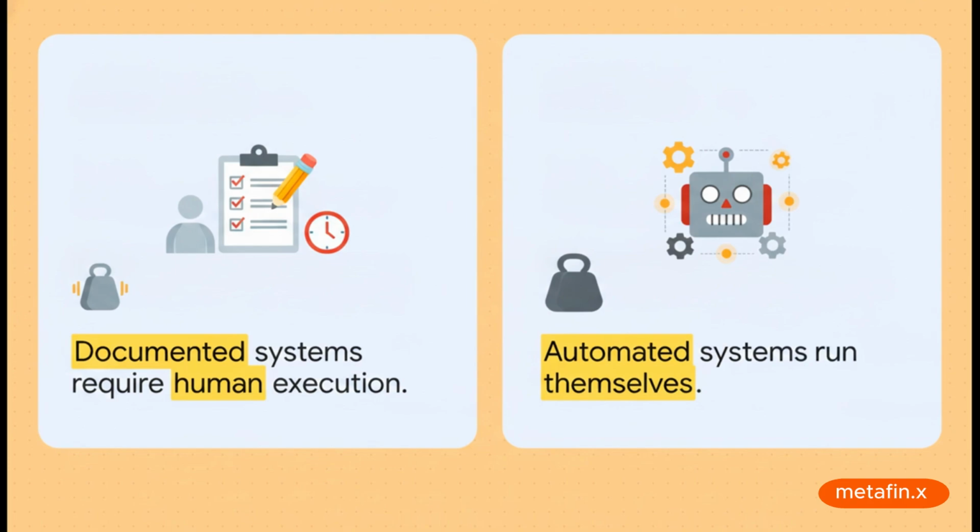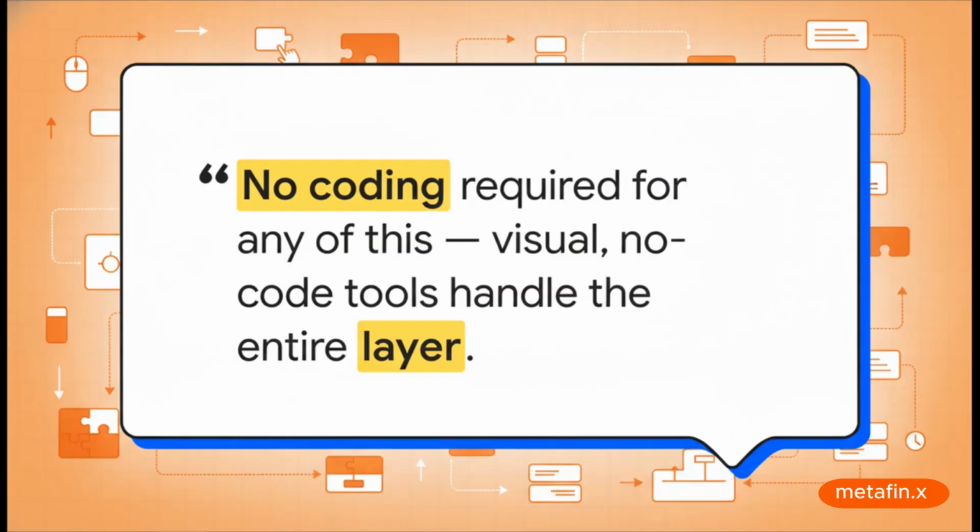Automated systems, on the other hand, are self-running. The system executes the steps all on its own. It acts entirely autonomously. Shifting from a merely documented state to a truly automated state, that is where the real leverage lives. And honestly, here's the best part.